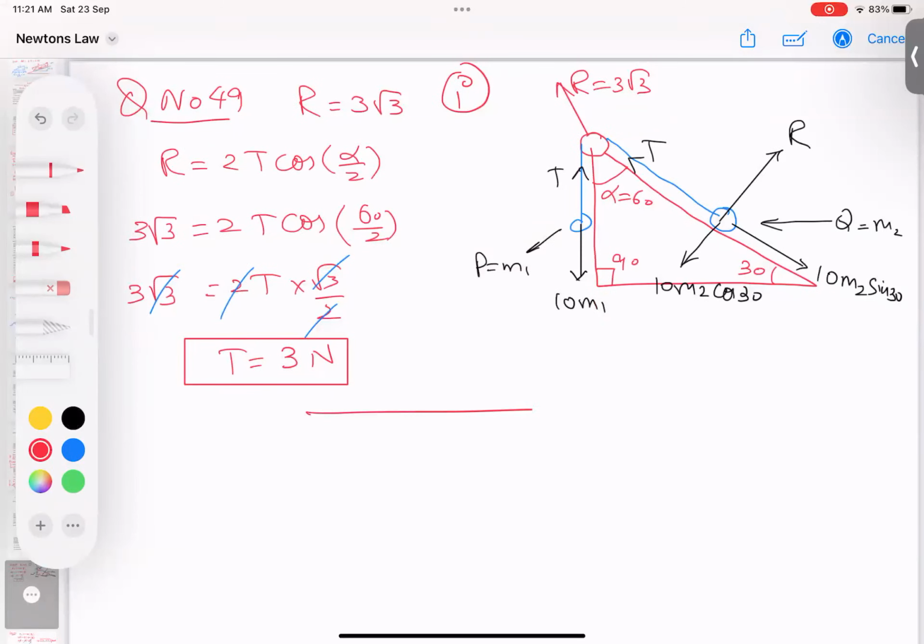So let's start. How are we going to continue part number 2? First, I talk about the P particle. So I'm writing P particle. According to the situation, what's the formula?